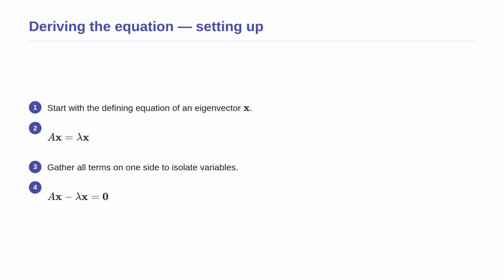We are setting out to derive the characteristic equation from scratch. We start with the fundamental definition of an eigenvalue and an eigenvector. Applying the matrix A to the vector x gives the exact same result as multiplying the vector x by a single number lambda. To solve this, we need to gather all the terms on one side of the equal sign. We subtract the right side from the left side, setting it equal to the 0 vector. This is the first logical step in isolating our unknown variables.